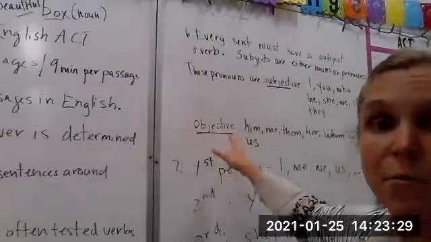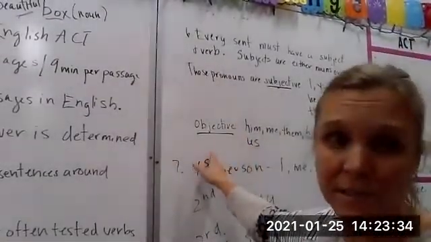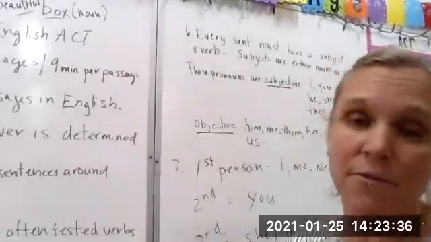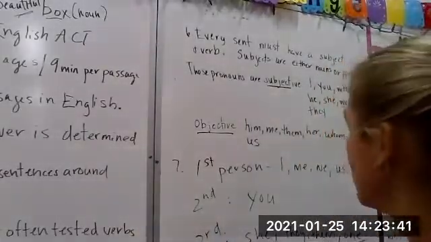Objective pronouns cannot be used as the subject of the sentence. They're usually used as the object of the sentence. What that means is they're the receiver of the action, or they're the object of a prepositional phrase, which we will talk about in just a minute.